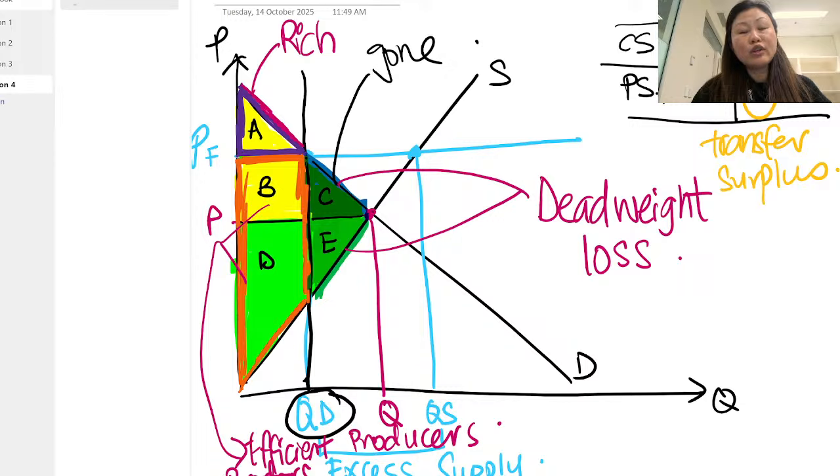This is not a Pareto improving policy. It is not only making someone worse off, but also killing some of the surplus originally available.